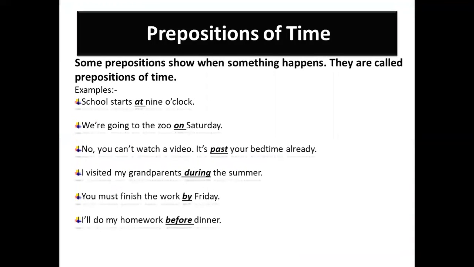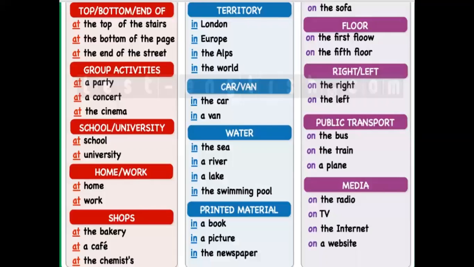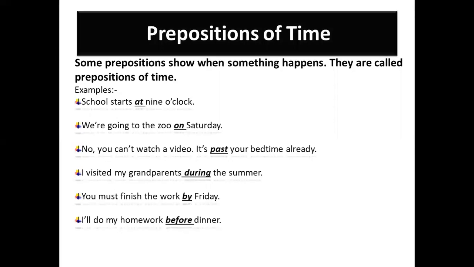Now moving to time. When we talk about time, prepositions of time show when something happens. They are called prepositions of time. Okay, so one minute, I'll just go back. Yeah, this I have shared. Now see, again when we talk about prepositions of time, you can see "at" is used here, "by" is used here, and we will see about "in" also. Like my school starts at 9 o'clock. We are going to the zoo on Sunday. So "at" and "on" are used here.